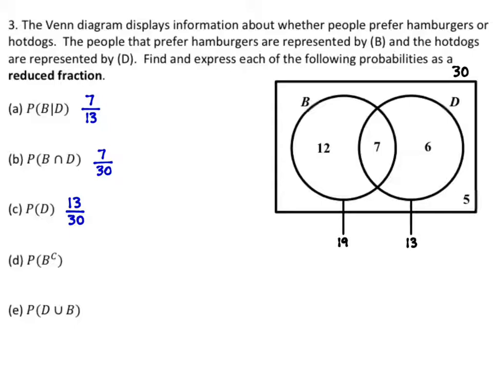All right, for D, it says, what's the probability that a student does not like hamburgers? That doesn't mean that they have to like hot dogs. It just means that they don't like hamburgers. So again, the sample space is 30. How many of you do not like hamburgers? Well, that would be the 6 and the 5. So that's going to be a total of 11 there.